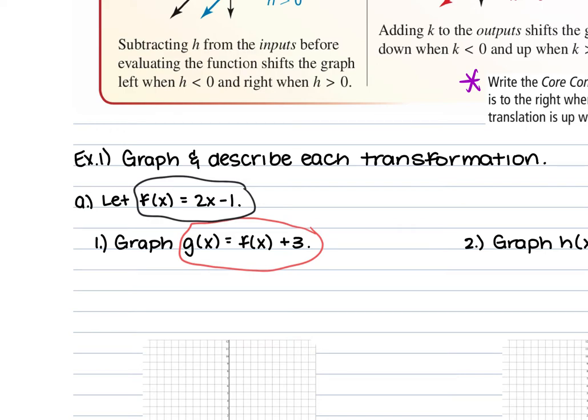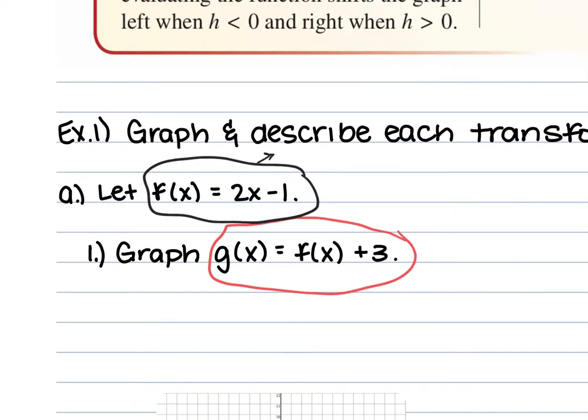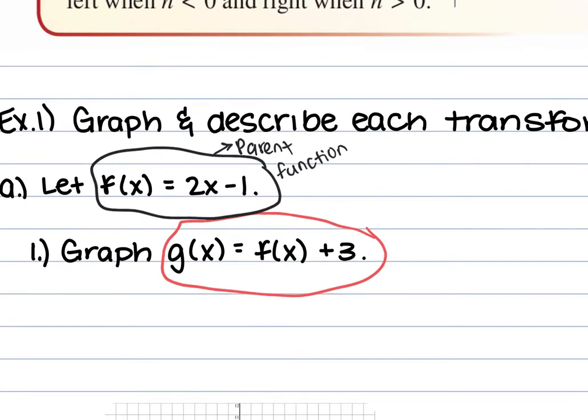So f of x is going to serve as our parent function. Write that in there. This is our parent function. How do we know that it's our parent function? Well, look at g of x. You see how g of x depends on f of x plus 3? Okay? You need to start with your parent function, and then your transformation is based off of that function. Okay? So, if f of x plus 3 is our transformation, let's start with the parent function, which is f of x, and let's graph it.